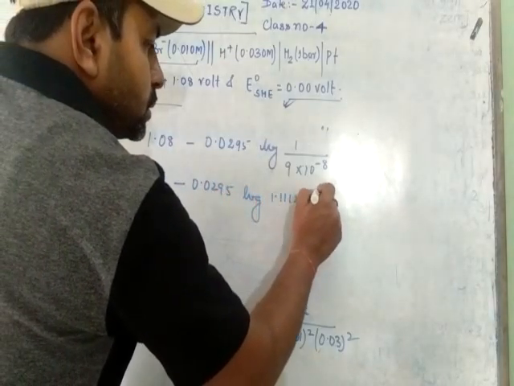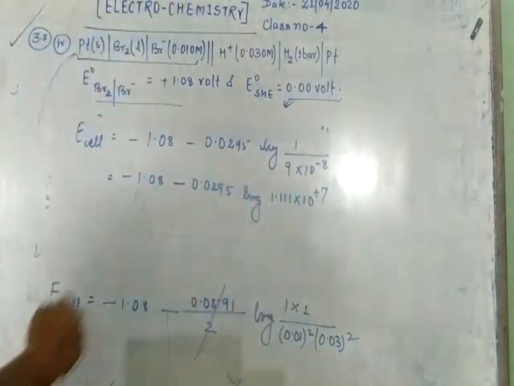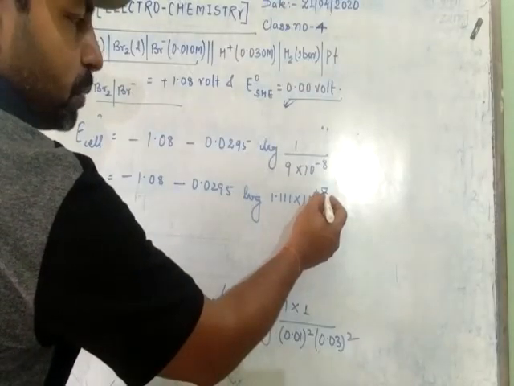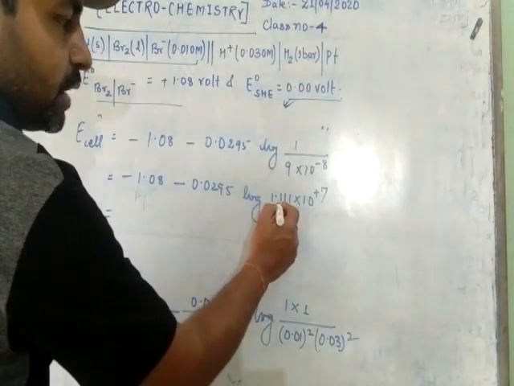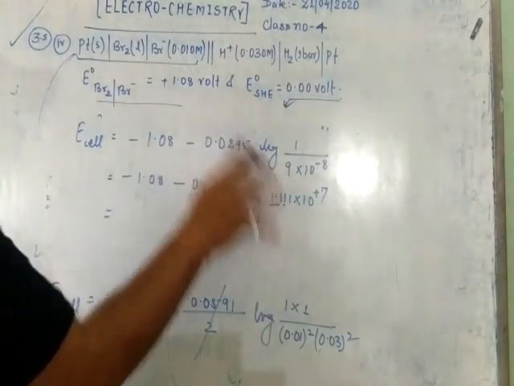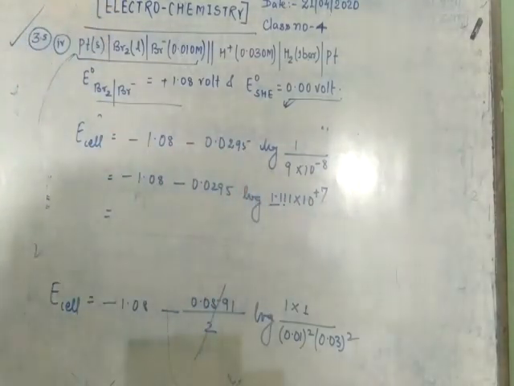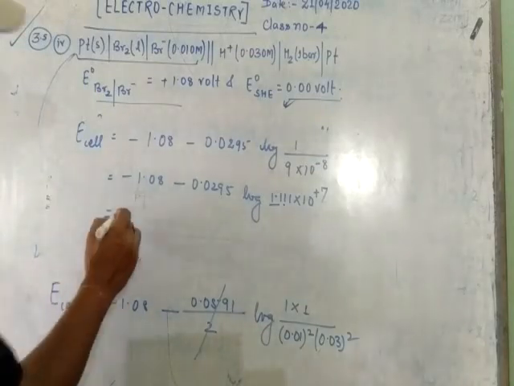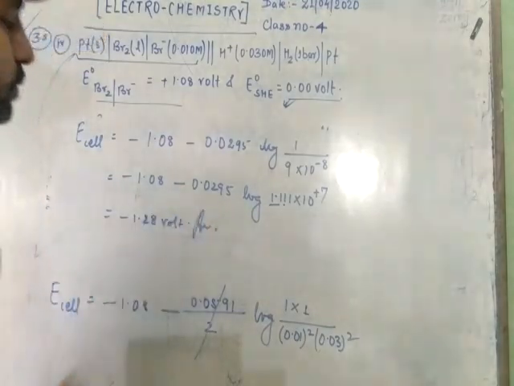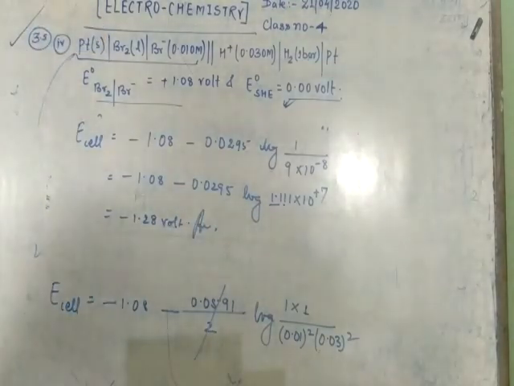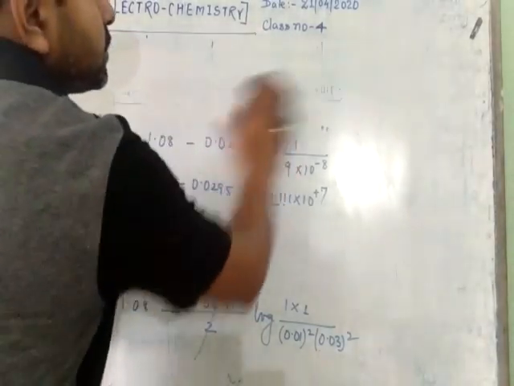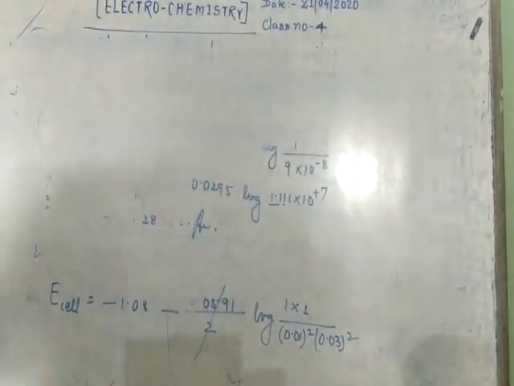1.111 into 10 to the power plus 7. To solve this, we use the log table: for 10 to the power plus 7 we take 7, look at 1.11 in the first column, and use the decimal. Calculating all these data, we get minus 1.28 volt. It is your answer, students.